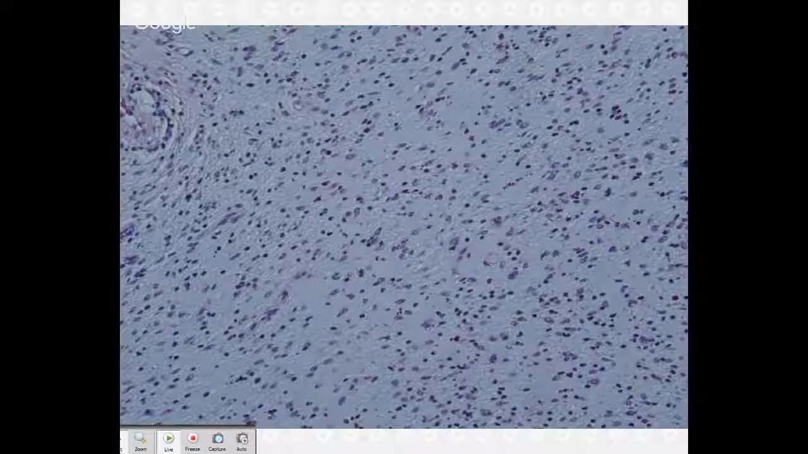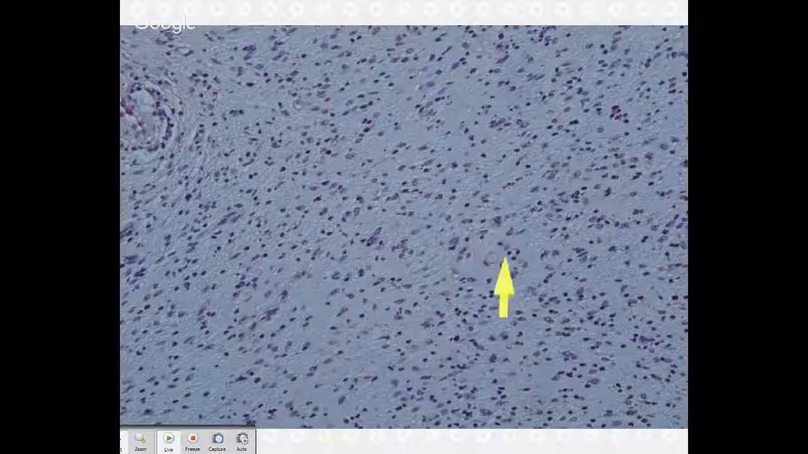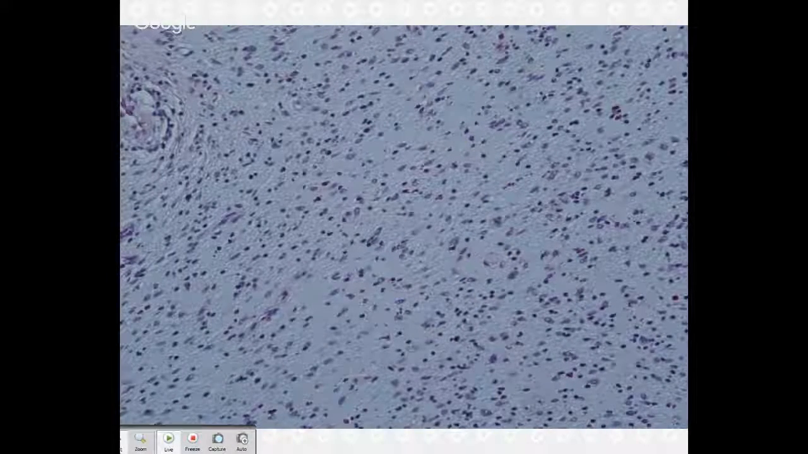Some inclusions. Okay, so we're on 20x. That's pretty good. So we have all these little kind of monotonous, unremarkable looking spindly cells.